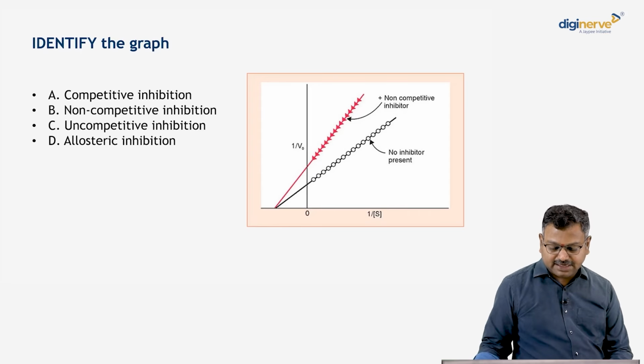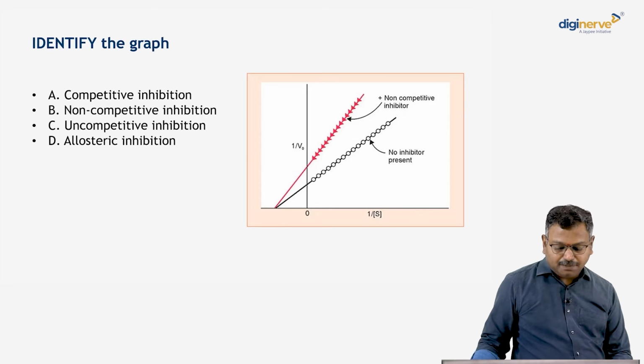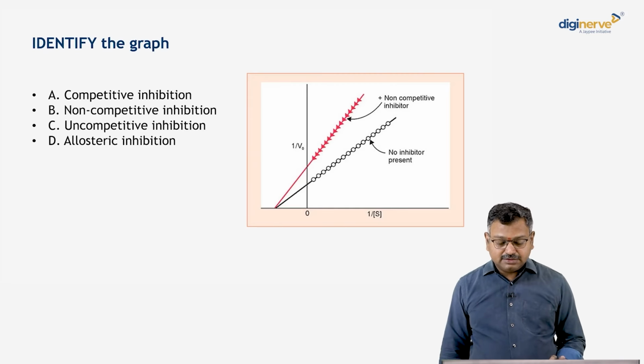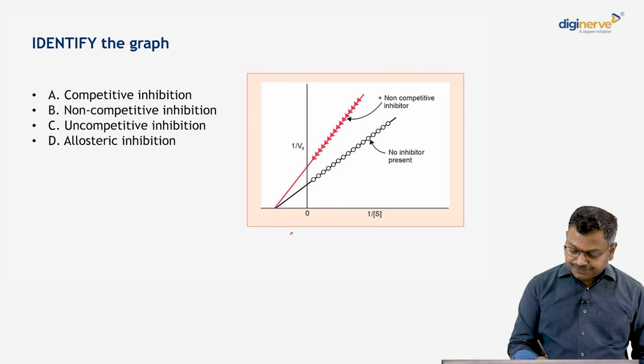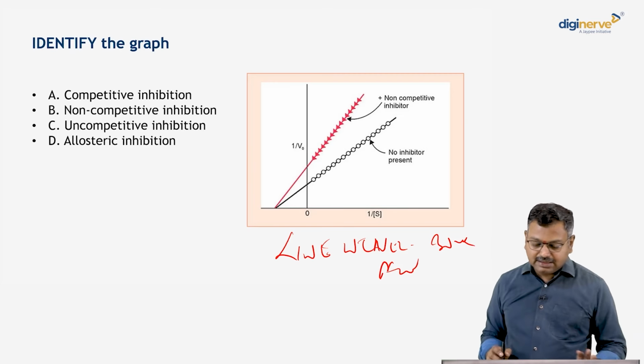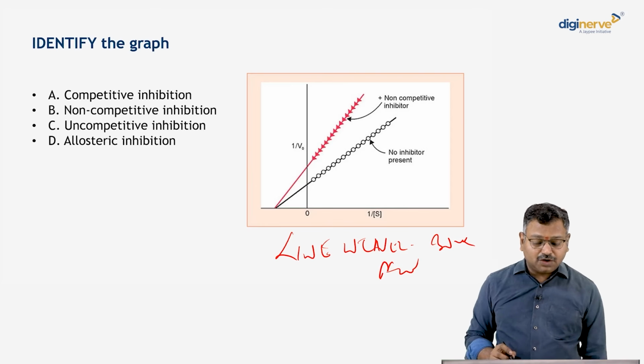So identify this graph. So here you have a graph that has been given. Is it competitive inhibition? Is it non-competitive inhibition? Is it an uncompetitive inhibition? Is it an allosteric inhibition? Now this is what we call the Lineweaver-Burk plot, classically seen pattern that you see in a non-competitive inhibition.